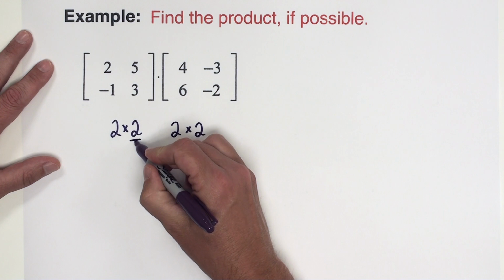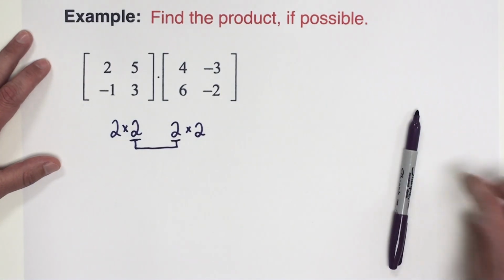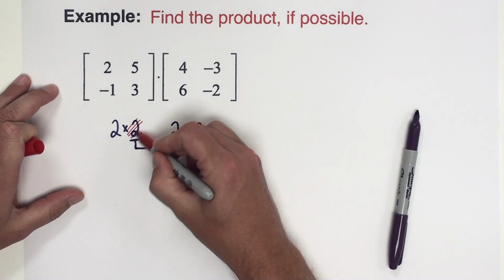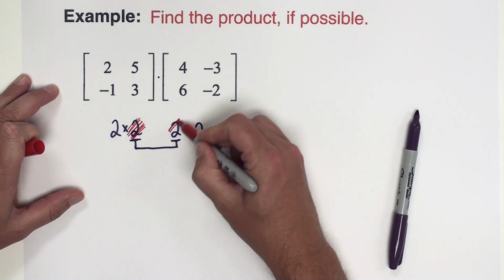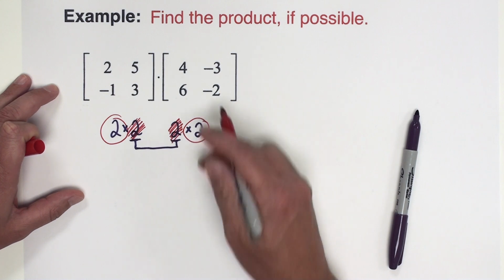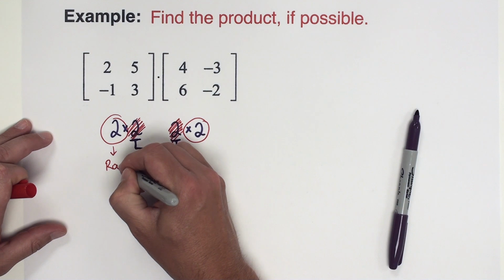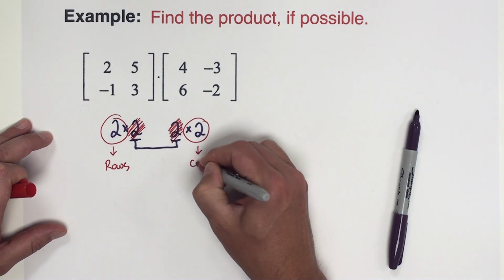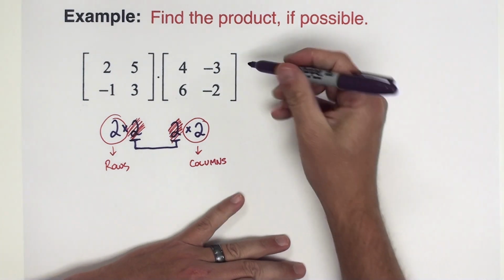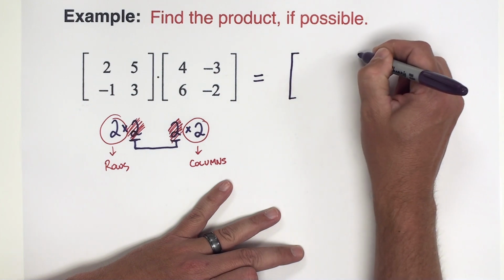Again, what you're looking for are these two numbers to match. If they do match, and in this case they do, then you simply take those out, and what's left are the dimensions of your answer. So our answer is going to have 2 rows and 2 columns. Let's go ahead and set that up. I want a matrix that has 2 rows and 2 columns.